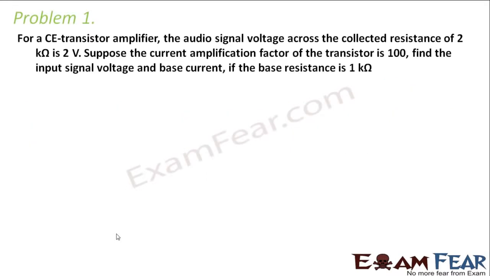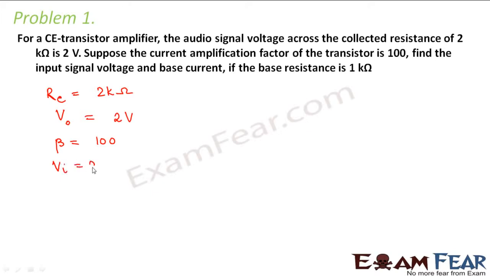So here comes the first problem. It says that for a CE transistor, that is a common emitter transistor amplifier, the audio signal voltage across the collector resistance of 2 kilo ohms is 2 volts. That means the collector resistance RC is equal to 2 kilo ohms, and the voltage across the collector resistance, that means the output voltage, is 2 volts. Suppose the current amplification factor of the transistor, that is beta, is equal to 100. Find the input signal voltage and base current.